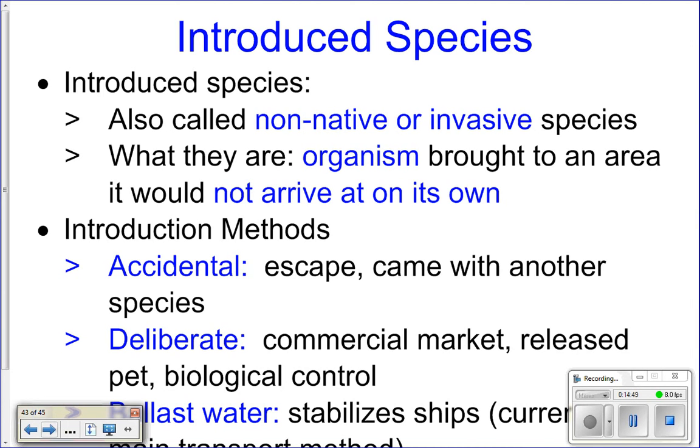Or it could have come with another species. So let's say you import a boa from Africa, and in the same crate that your boa comes in, you get like a fly that makes it in the crate, and then that fly lays eggs and reproduces in an environment where it shouldn't be. So you can have accidental introduction.